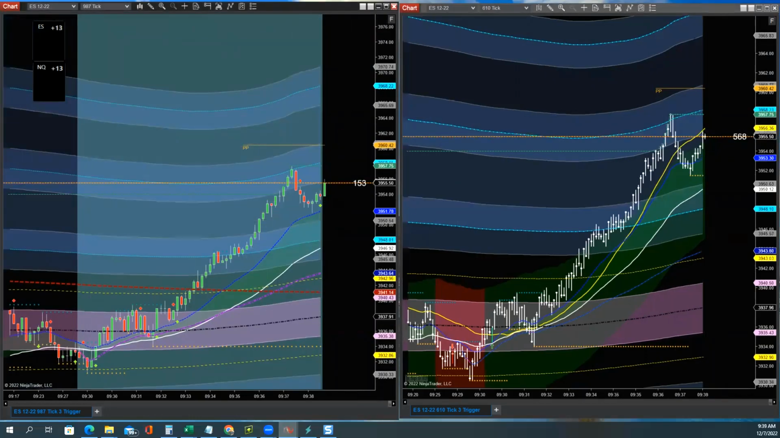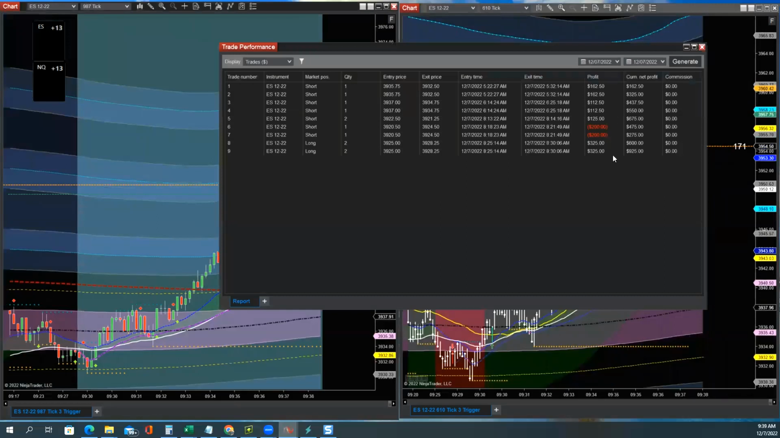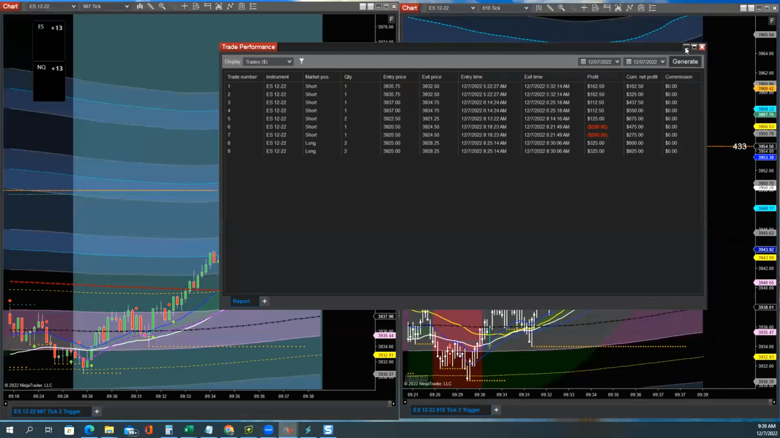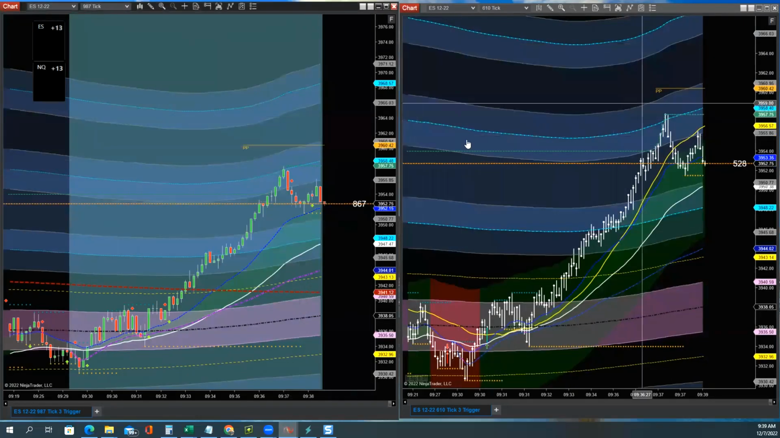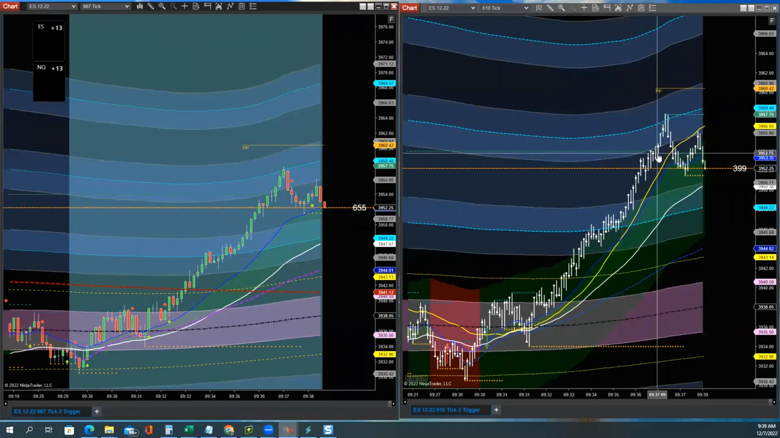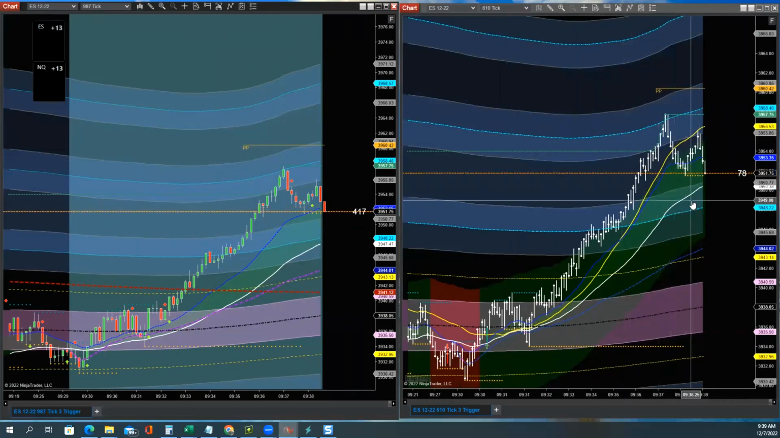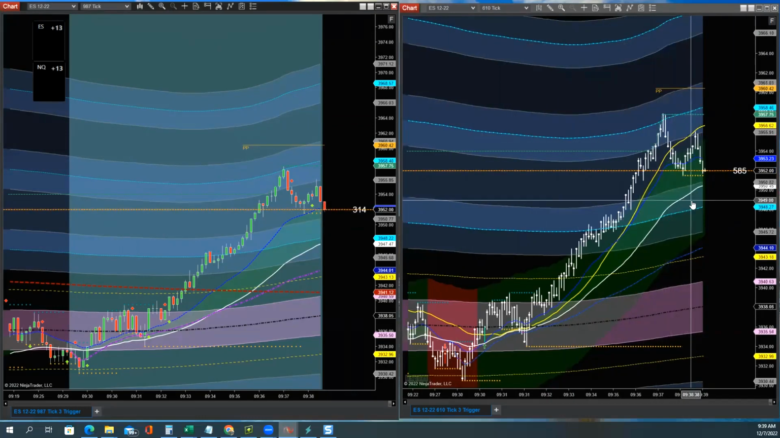Again, I'm already up this much. I did some overnight trades. I'm already up 925. Already hit my goal. So we shall see. I'm not trying to overtrade here, but I'm trying to show you guys how to trade this scalping system. Basically five to six ticks, right?